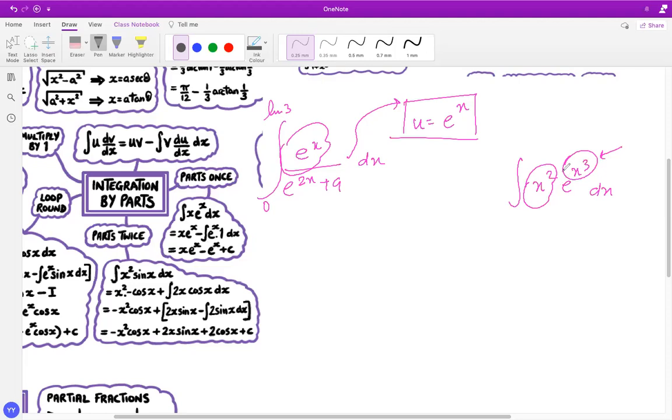But if I substitute the entire expression, that would be wrong, because I don't have the derivative of e to the power x cubed anywhere. In this case, I can see clearly that I already have the derivative of e to the power x, which is e to the power x. So I can go ahead with the substitution.